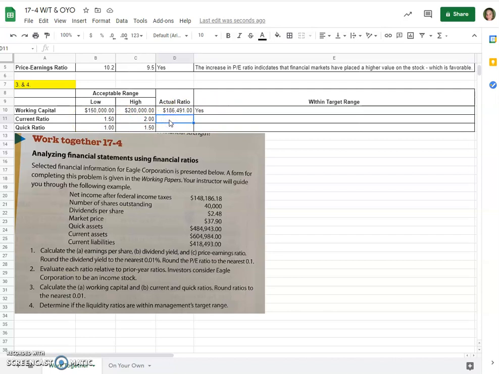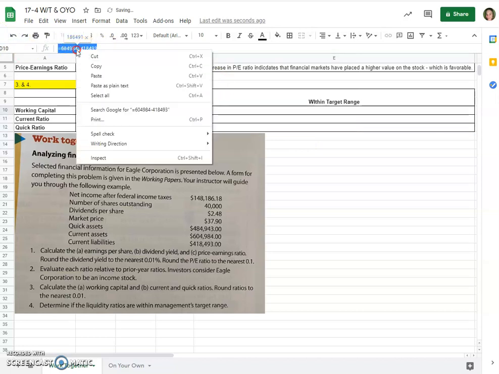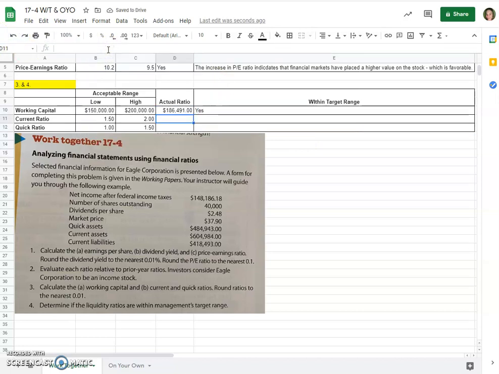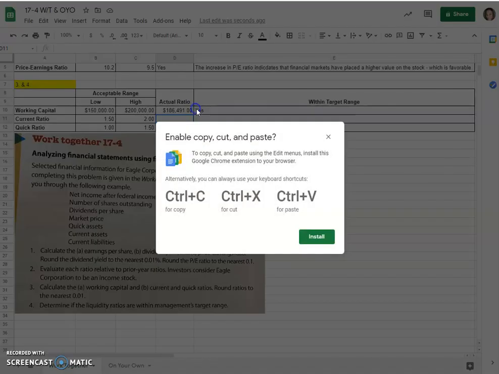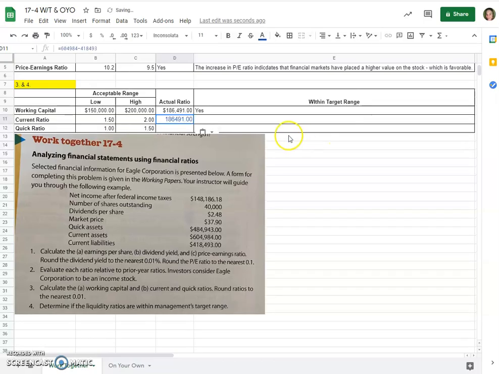Current ratio. The current ratio is calculated as current assets divided by current liabilities. So, if I undo whatever I did, and just copy this, current assets minus current liabilities, I'm going to paste it here. Didn't like that. We'll Control V paste, and I'm going to change this to a divided by. And I get 1.45. 1.45 is outside or below the acceptable range that we've determined. So that is not good. It wouldn't be favorable. We would want that to be higher.